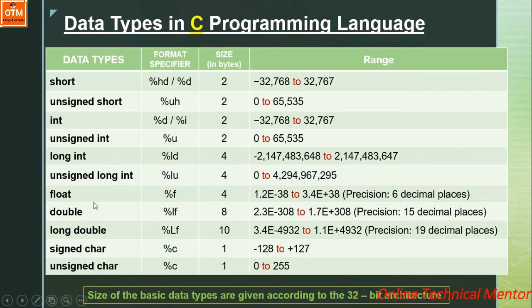But look very carefully: when we declare a variable with the float data type, the value is represented with 6 decimal places. If you require more decimal places, you have to declare that variable as double. Double supports 15 decimal places, and long double can support 19 decimal places. Between signed and unsigned character, we generally use unsigned character. Its format specifier is %c, it occupies 1 byte of memory, and it ranges from 0 to 255. For signed, it is from -128 to +127.